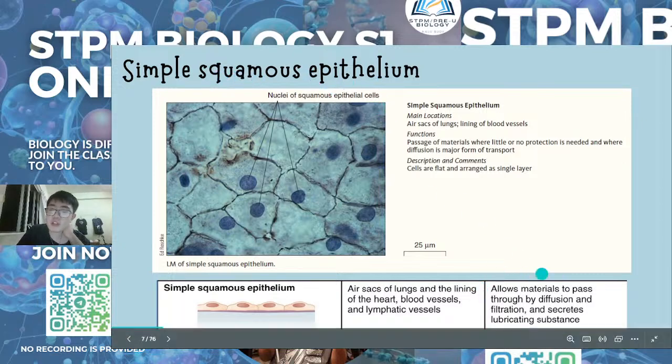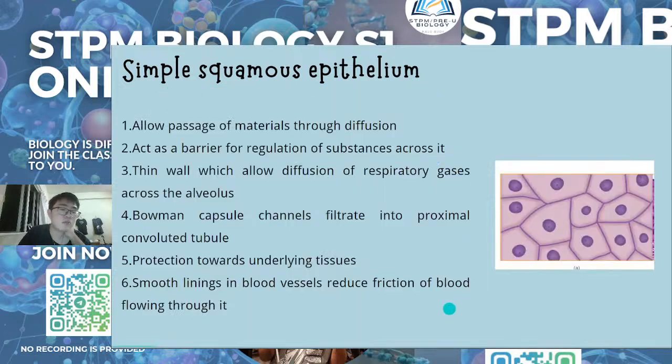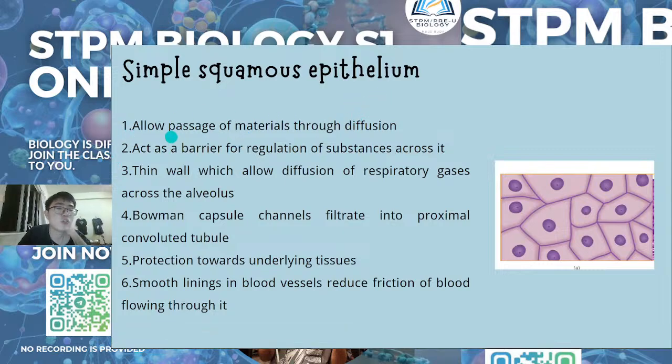The main function is to allow material to pass through by diffusion and filtration, and to secrete lubricating substance. So normally this one is meant to transport material. The main function is to transport material by diffusion. This is more detail about the function. Normally it passes material through diffusion, and it also acts as a barrier for regulation of substances across it.